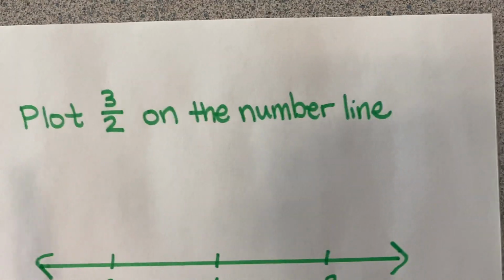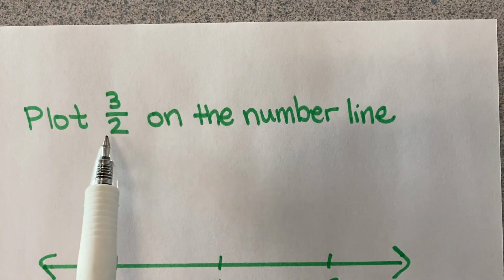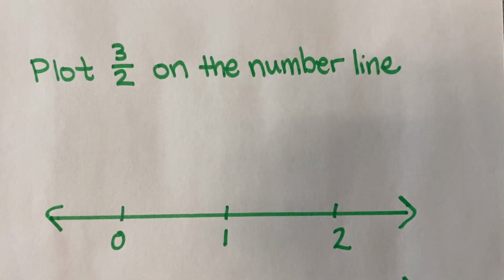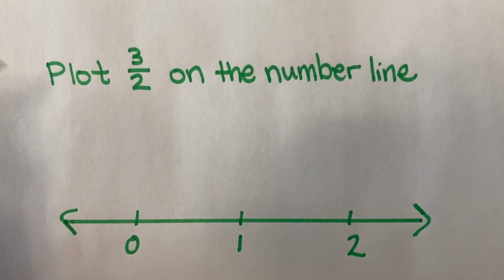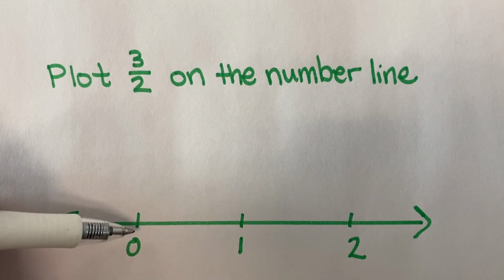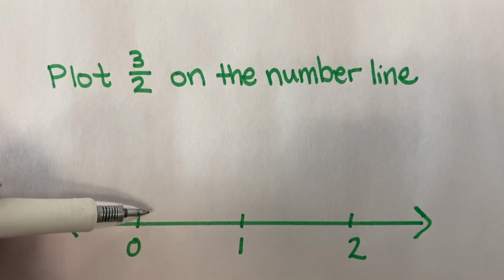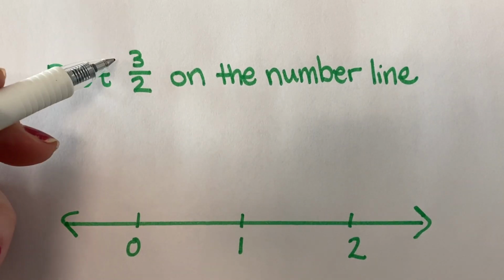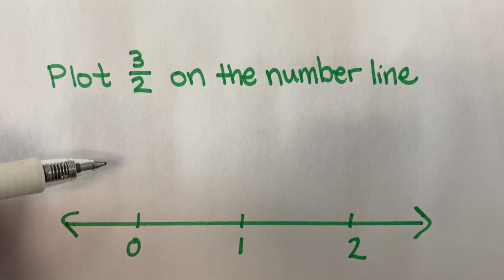First example says that we're going to plot 3/2 on the number line below, okay? So the first thing is, if you're given an improper fraction and you're asked to plot it on a number line, you're not doing that. That's a no-go. So we've got to switch this out into a different form.